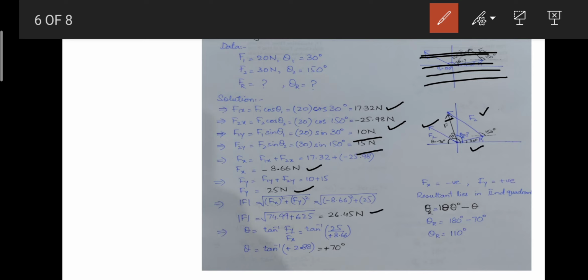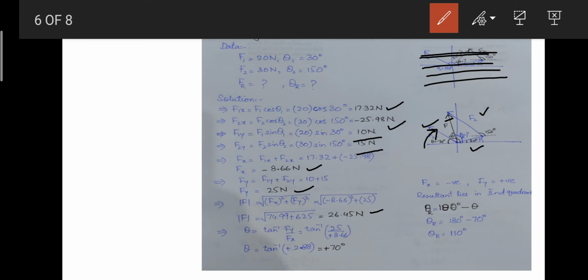And talking about theta, theta equals tan inverse of Fy over Fx. I'm going to put the value 25 over 8.66. Now you must be wondering why I'm not putting minus over here. The reason is we already know that the vector is lying in the second quadrant, so it is making an angle in the clockwise direction. So 70 degrees is basically the angle which is drawn in this particular direction, right? So we already know this is a clockwise angle, so no need to put a minus sign over here.